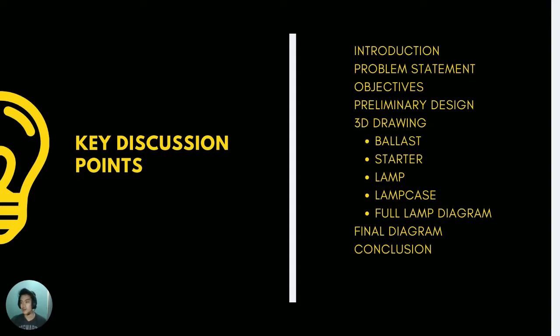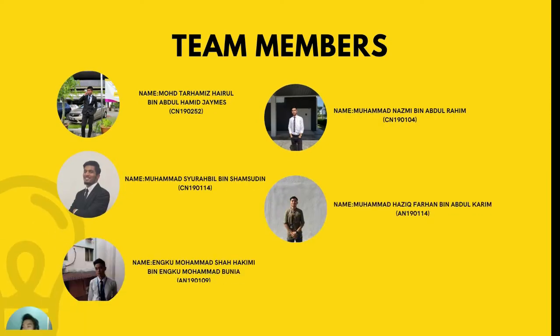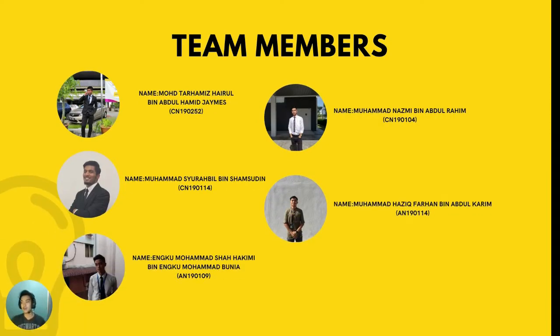the early draft of our group assignment. Then we move forward to the 3D drawing, which is made up of four major parts of the fluorescent lamp: the ballast, starter, lamp, and lamp case. Then we will provide you with the full lamp diagram, which we will split into two: the assembled part and the disassembled part. To conclude our presentation today, we will provide the conclusion of our group assignment. And these are my team members from Group 16.